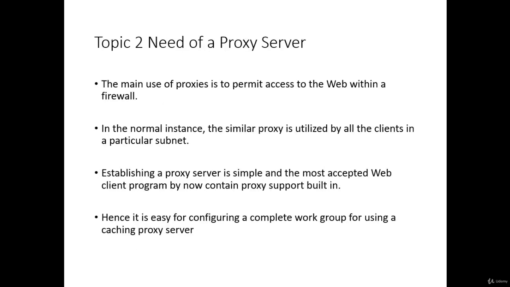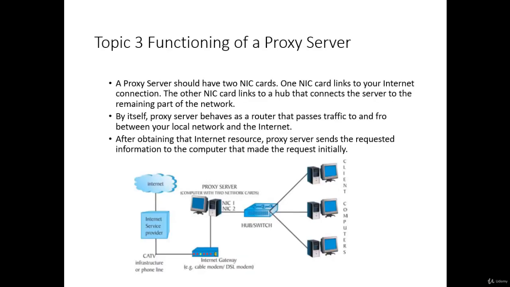Need of proxy server. The main use of proxies is to permit access to the web within a firewall. In the normal instance, the same proxy is utilized by all the clients in a particular subnet. Establishing a proxy server is simple, and most accepted web client programs by now contain proxy support built in. Hence, it is easy to configure a complete workgroup to use a caching proxy server.